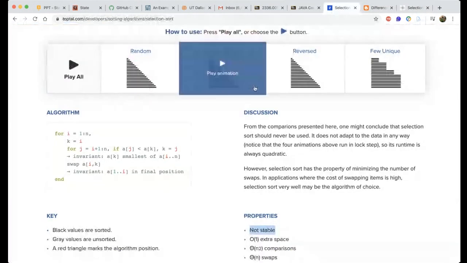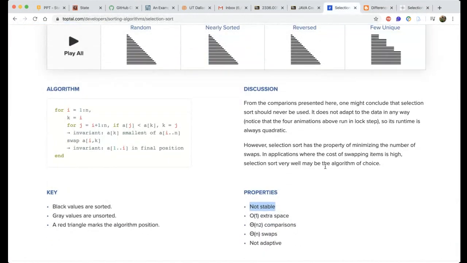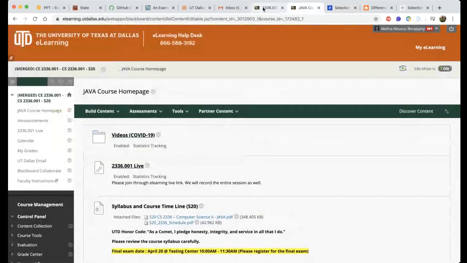And again, as I said, this algorithm is not as stable. So I'm going to show that in an Excel sheet. I'm going to bring up my Excel sheet here, and let me share that as well before I forget.